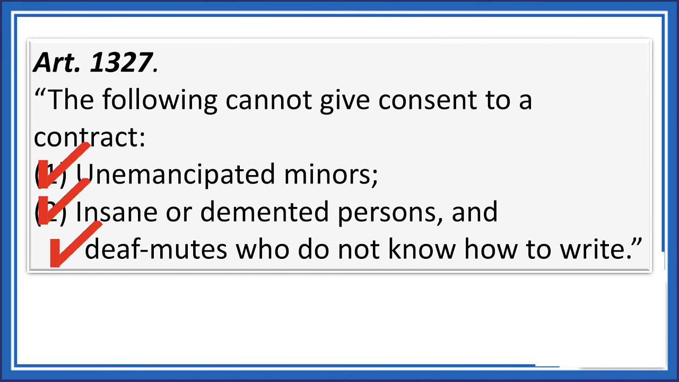Second naman na kind or class ng voidable contracts, yun naman pag yung consent ng one party is vitiated, such as, when you say vitiated, meaning merong error, fraud, violence, intimidation, or undue influence na nangyari kung kaya nagbigay siya ng consent. So, yun. Two classes of voidable contracts. First, pag yung one party is incapacitated to give consent, and second, pag yung consent is vitiated. Now, I think that's it. That's Article 1327. And so, let's proceed with Article 1328.